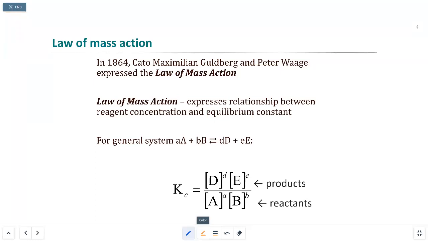And notice here, the values of the exponents are, in fact, directly related, equal to the values of the stoichiometric coefficients from that balanced equilibrium equation.